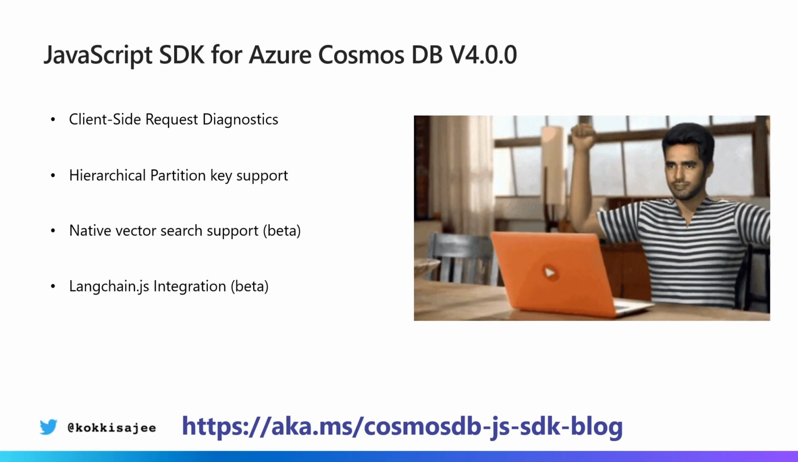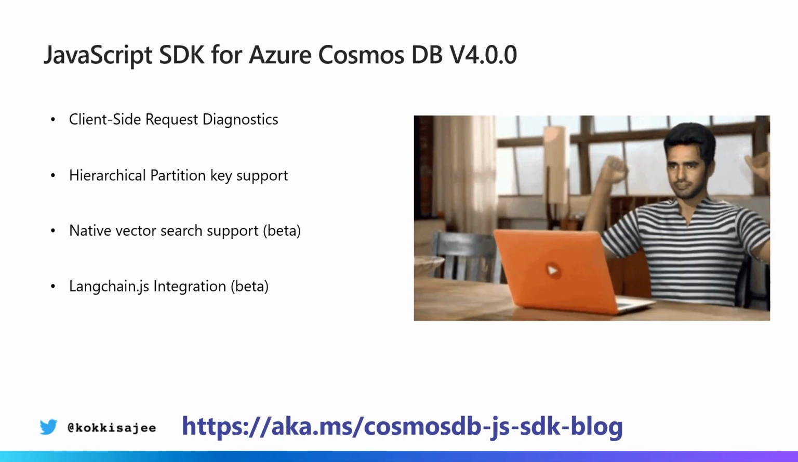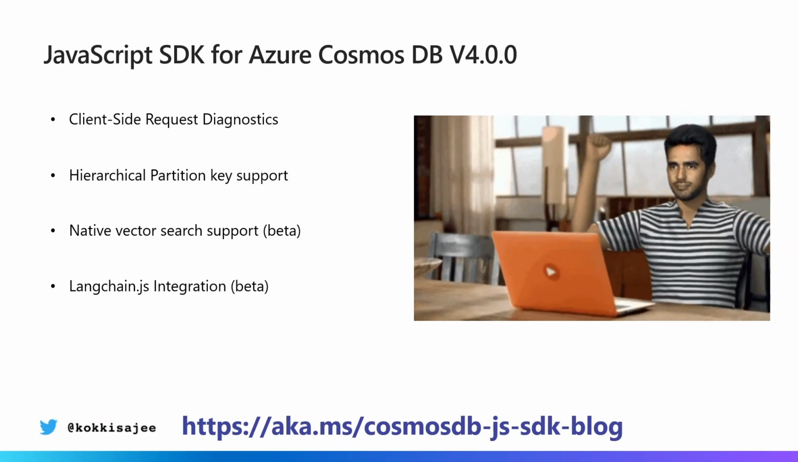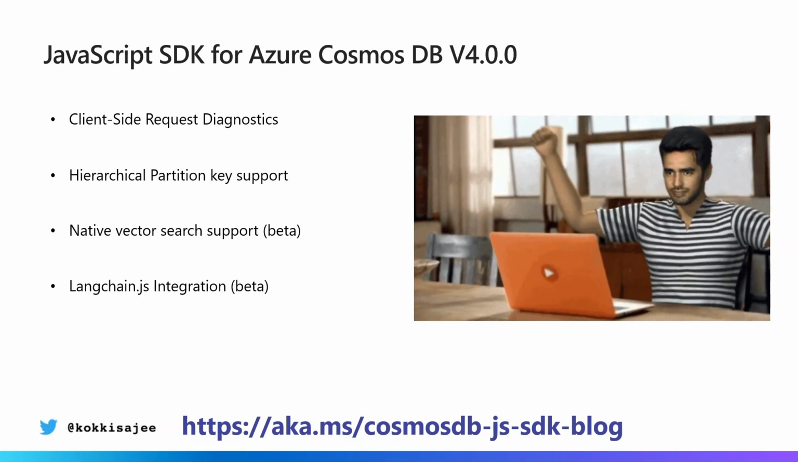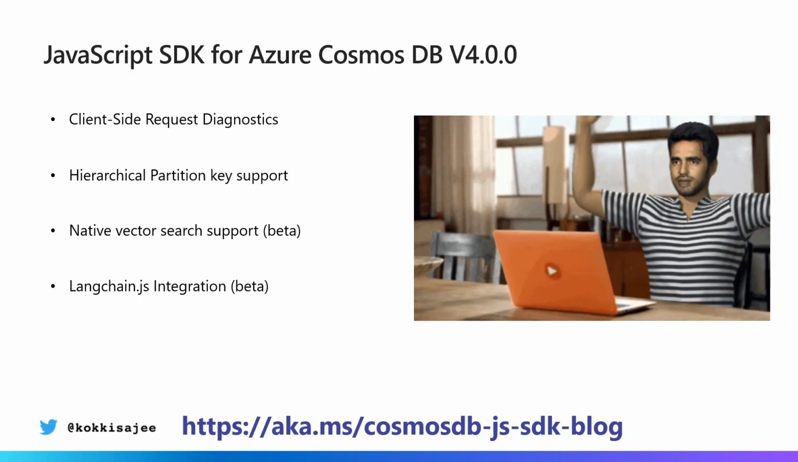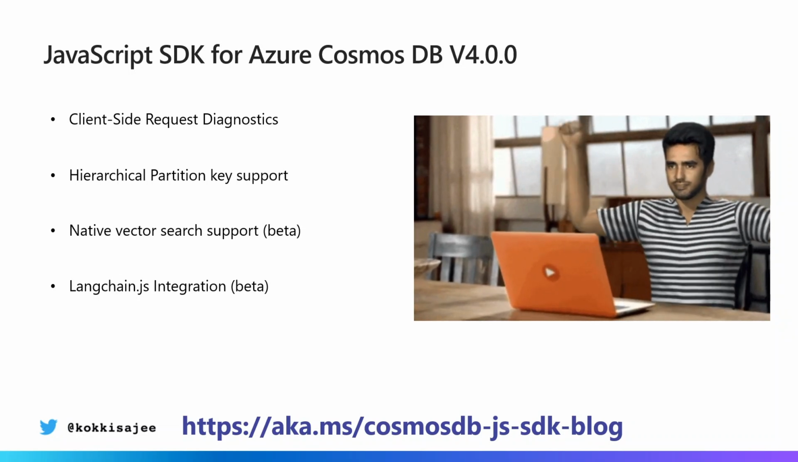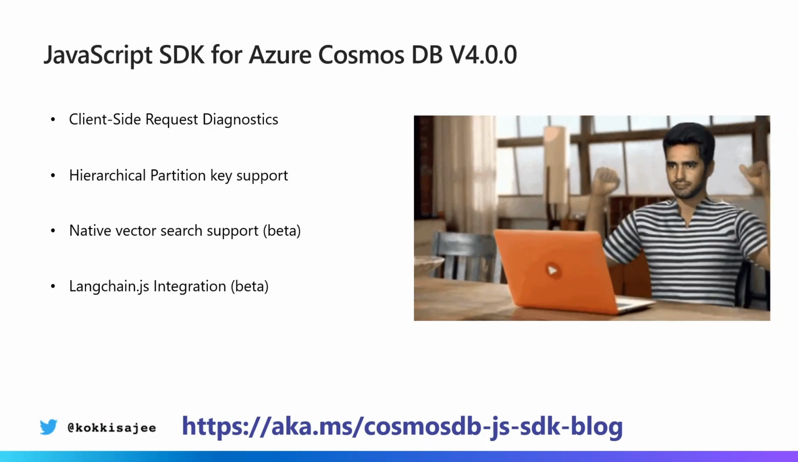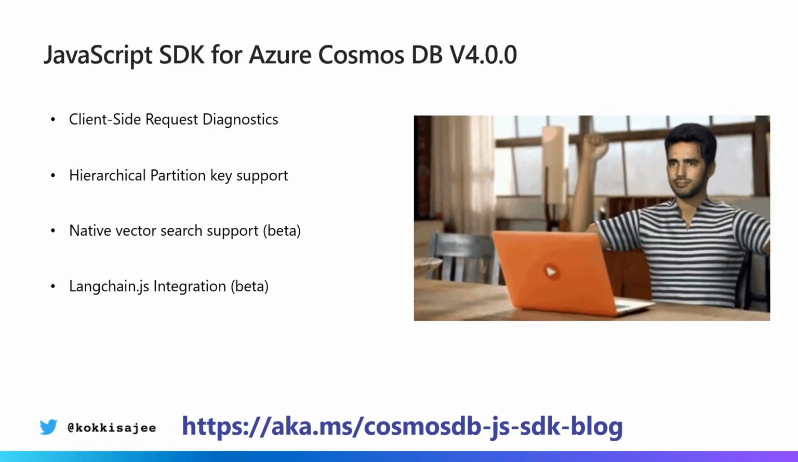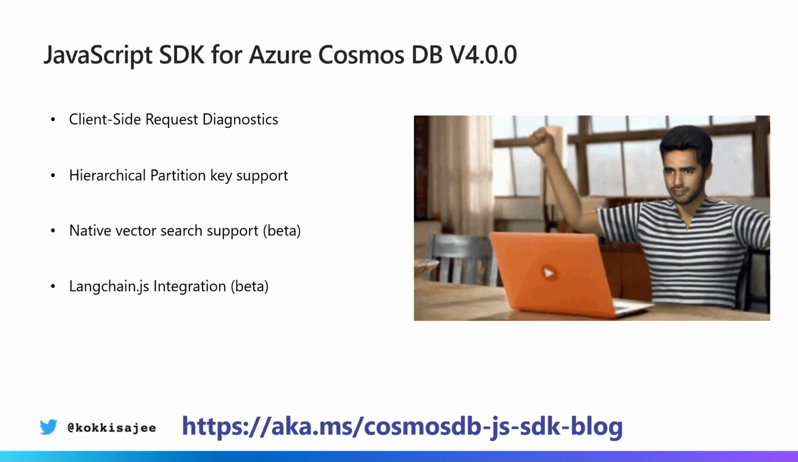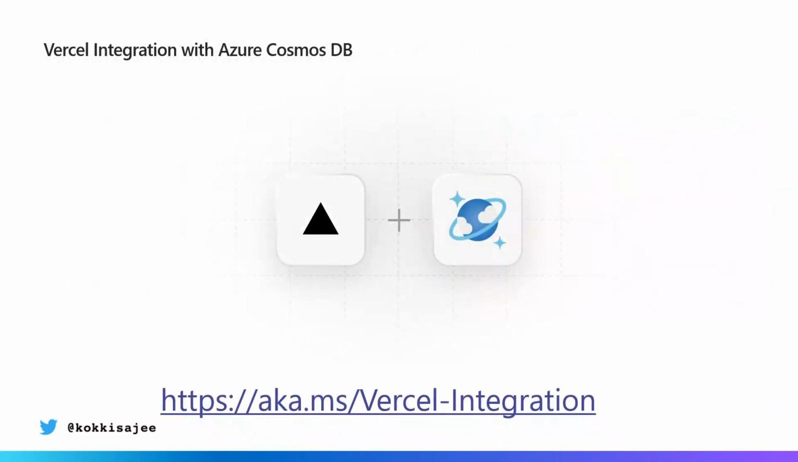And native vector search support, which I don't have to talk about. You have been hearing a lot of talks on the native vector search support, which is already available in Cosmos DB, and you can do it through vector queries using the JavaScript SDK. And finally, LangChain integration, which is in beta mode. We have worked tightly with the LangChain team in order to make this integration happen.